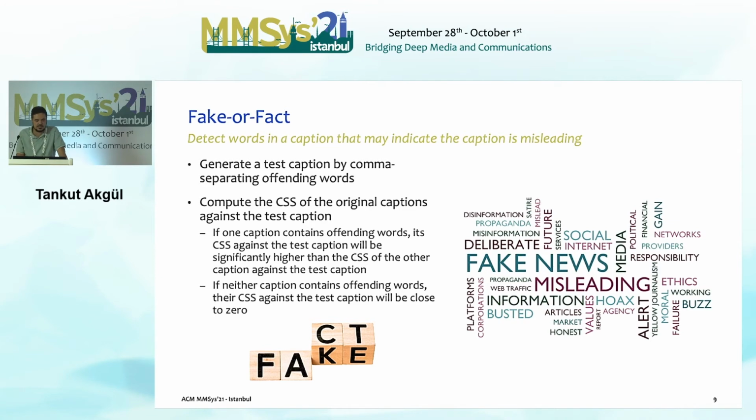In order to determine that, we again generate a reference caption which includes all these words concatenated together or comma separated, and then check the semantic similarity, which is done by checking the cosine similarity of the embeddings that are given by the S-BERT model. And if one of the captions has significantly higher similarity than the other caption, then we conclude that these captions have contradictory meaning. So they may be out of context, basically.